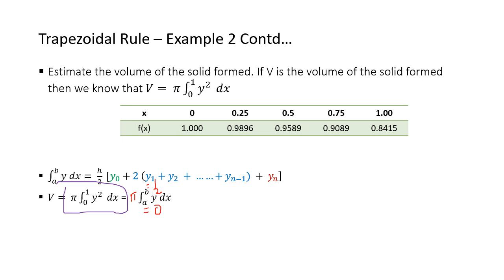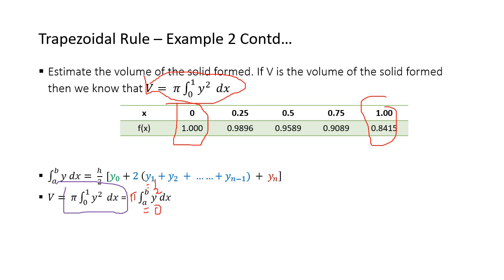If you look at the data points, the first data point is known at x equals 0. That's why the lower limit of integration is a equals 0, and the last data point is known at x equals 1. That's why the upper limit is b equals 1. So if we want to calculate the value of this integration, then we should know the values of y squared.